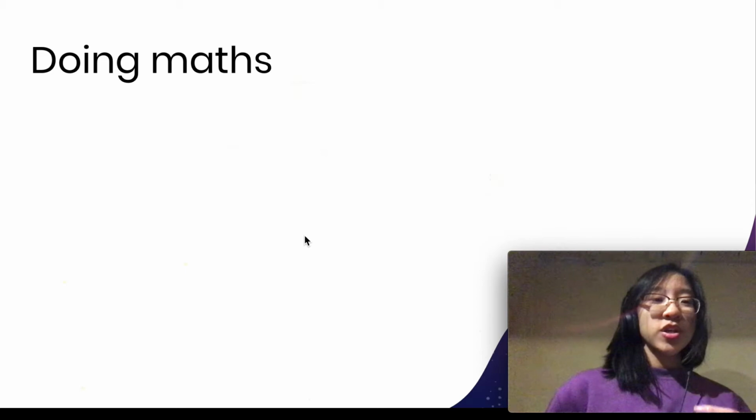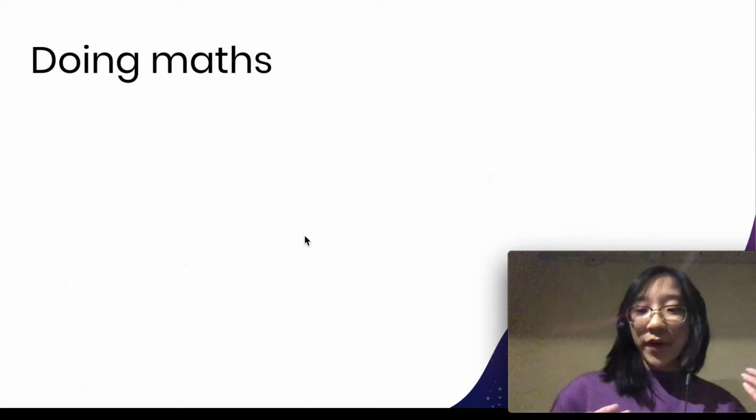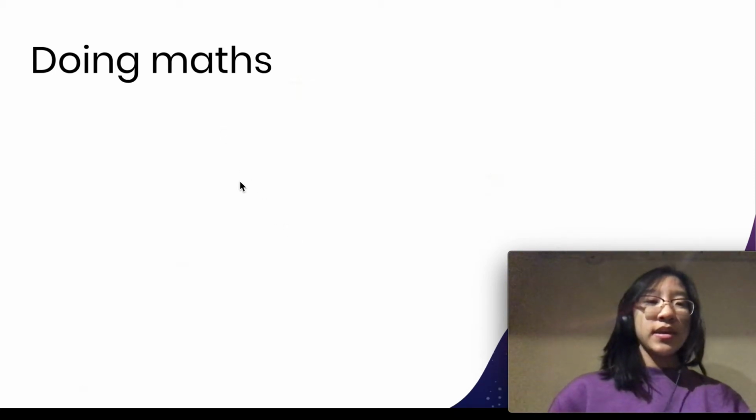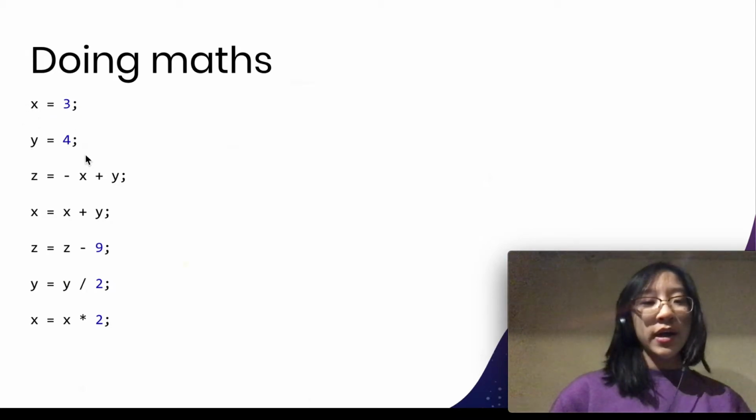In JavaScript, we can do maths with numbers and number variables and save the results back into a variable, either the same variable or a different one. So for instance, we have two variables here, x and y, with the values of 3 and 4. We can do this little operation here, so we get minus x plus y, which is the same as minus 3 plus 4, and then we can save the result of that into the variable z.